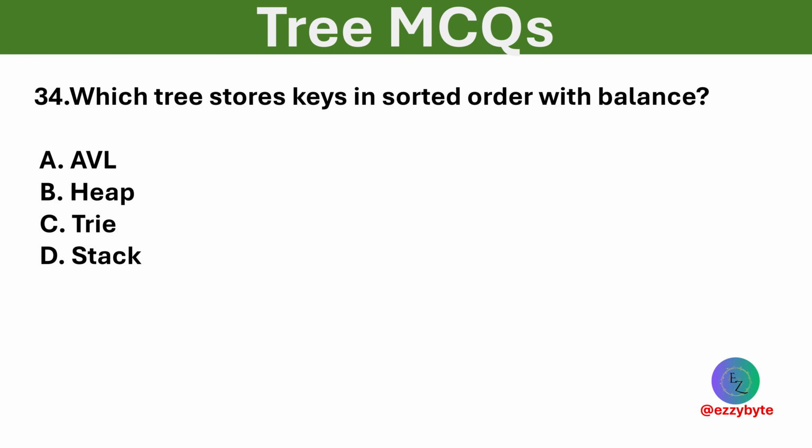Which tree stores keys in sorted order with balance? Options are AVL tree, heap, trie, and stack. Option A is correct. An AVL tree is a balanced binary search tree.